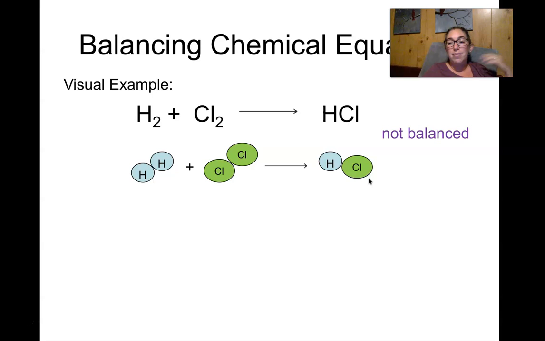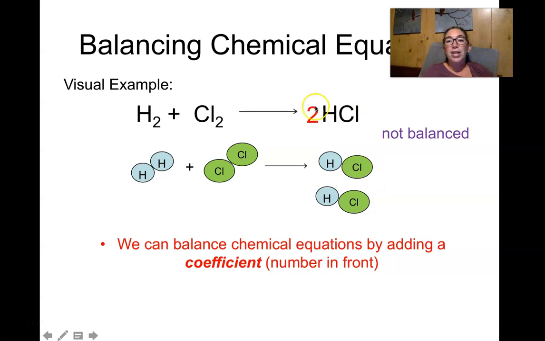Matter can't just disappear. What we need to do is balance this equation, which we can do by simply doubling the amount of HCl. And essentially what that means is we're putting a 2 in front here. We add this 2 coefficient to mean that we can make 2 molecules of HCl from 1 molecule of H2 and 1 molecule of Cl2. So these coefficients, these numbers that we put in front, is what we do to balance equations.